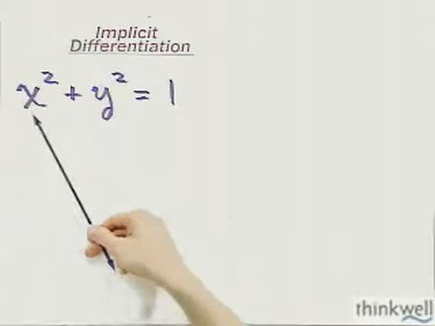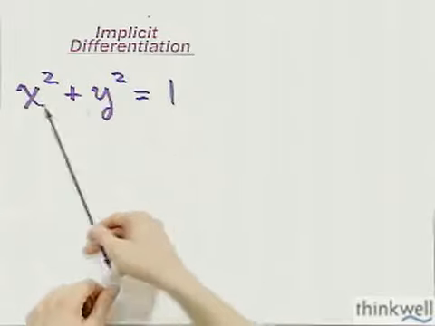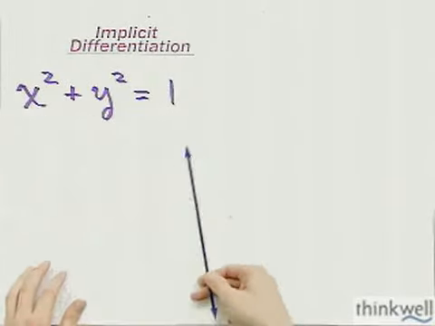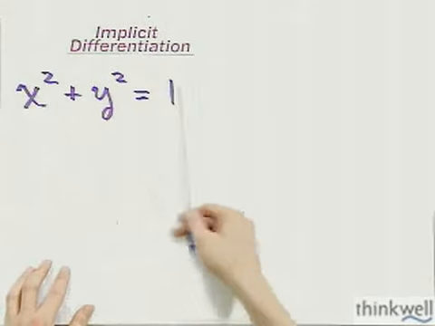Another way of seeing it's not a function is by looking at this and noticing that you just can't solve this for y. Now you might say, oh yeah, I can solve this for y. I'd bring the x over to this side and then square root both sides.